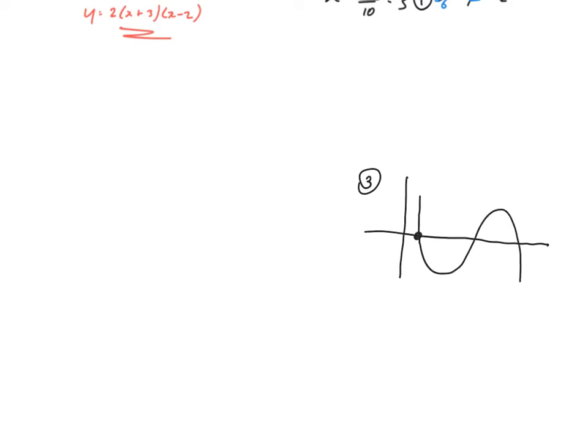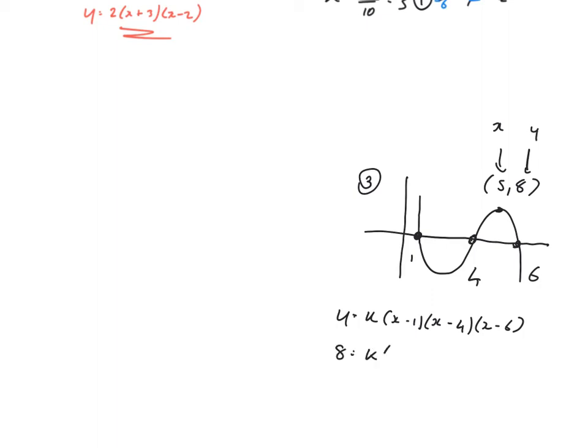Okay, I've got a root at 1, a root at 4, a root at 6. I'm going through the point (5, 8). Root 1 comes from x minus 1. A root 4 comes from x minus 4. A root 6 comes from x minus 6. Get the k in the front. There's the clue in the question, that's my extra point. When x equals 5, y equals 8.